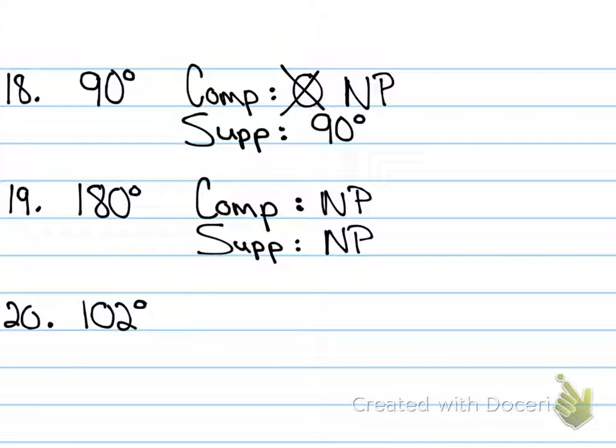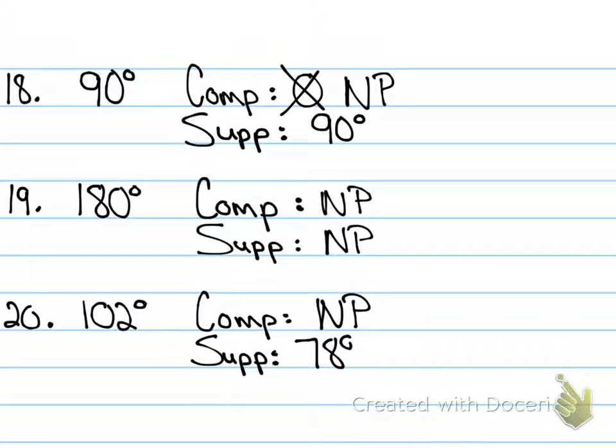What about this one? 102 degrees. All right, go ahead and write them down. Complementary, supplementary, 78. All right, and if you understand that, that's everything you need to know for 10.1.